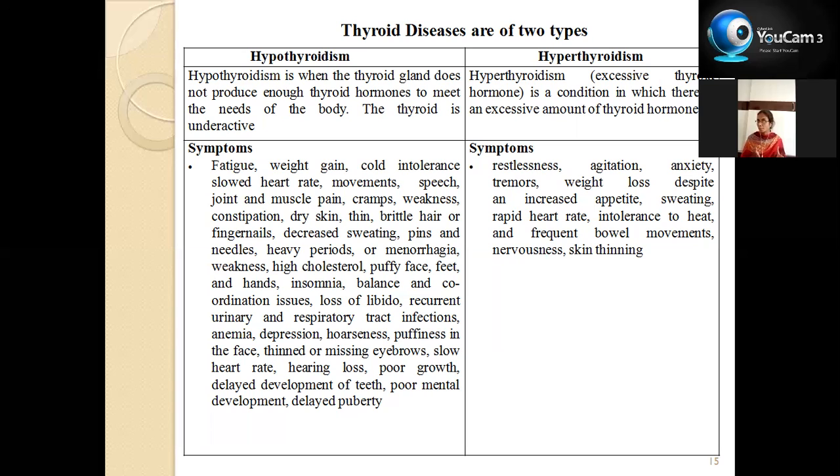So hypo means not releasing enough of the thyroid hormones. Hyper means releasing more thyroid hormone than what we require. So both are dangerous. If the thyroid gland releases less, it is dangerous, and if it releases more, it is also dangerous.